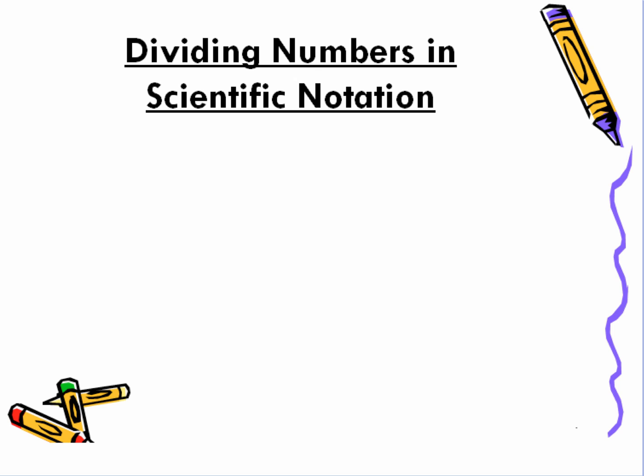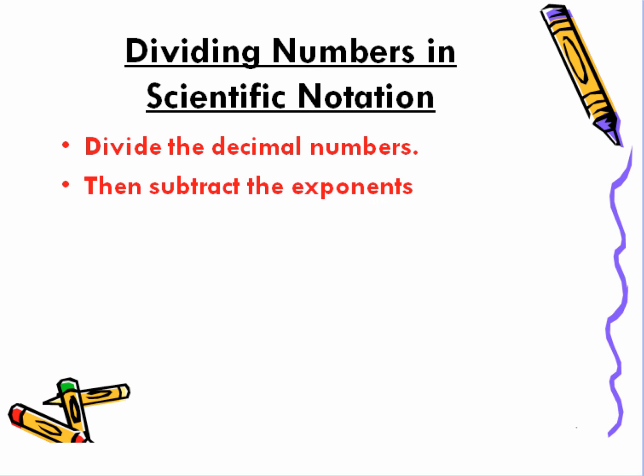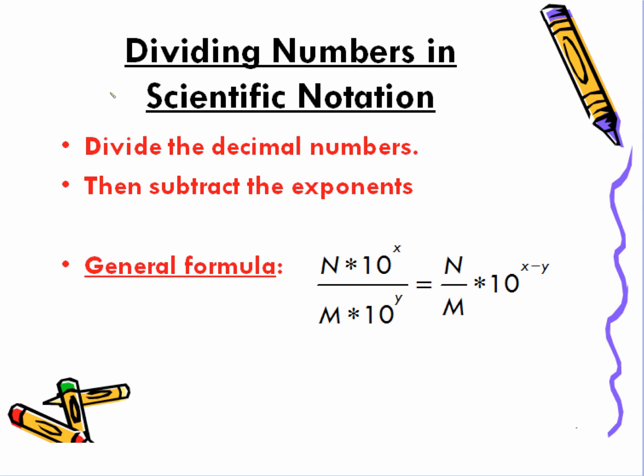Now for dividing numbers in scientific notation, first you divide the decimal numbers, then you subtract the exponents. So the formula here, if you have this number in scientific notation being divided by this number in scientific notation, you would divide the n and the m, and then it'd be times 10, and since they both have a base of 10 in its division, we would subtract x minus y, which is how you get this.